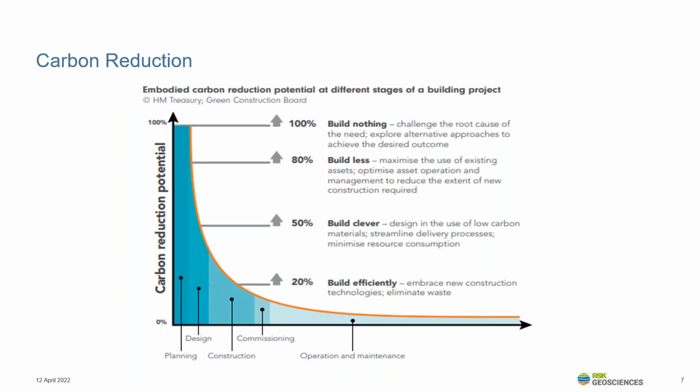We could look to build less. So we could look at using existing assets, existing foundations, for example. But the best that we can support in our current role is to build clever and build efficiently, using low carbon materials. And this is where our carbon calculator will help in the minimising of resource consumption and helping to eliminate waste.